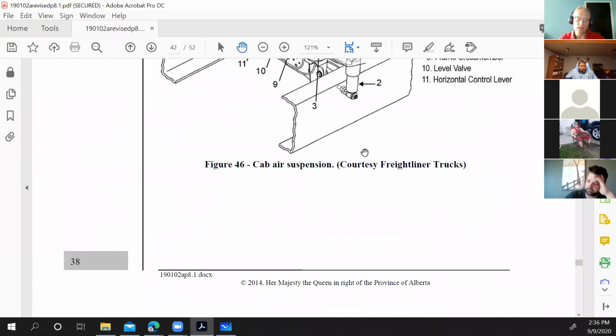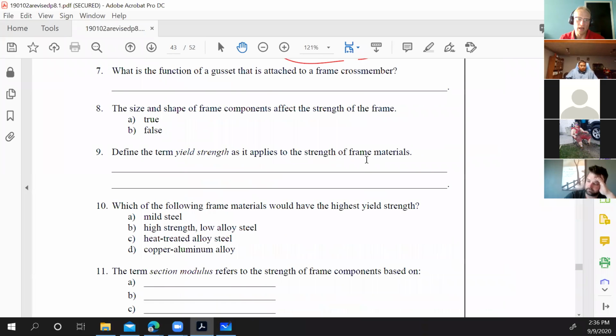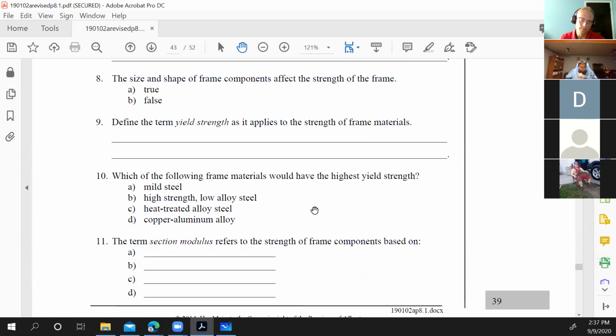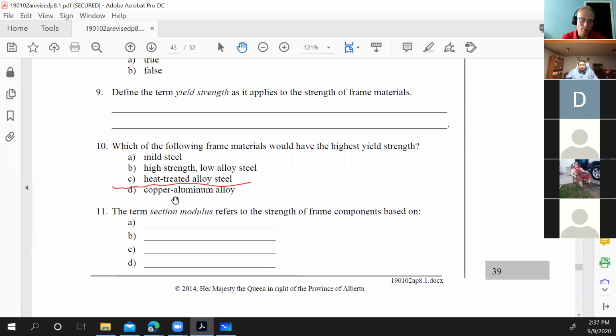This one, next one's pretty easy. Which of the following frame materials would have the highest yield strength? Heat-treated alloy steel. You better believe it. Heat-treated alloy steel is going to be the one with the most. What, not copper? Copper aluminum alloy is actually the strongest aluminum alloy, but it is not as strong as heat-treated alloy steel.